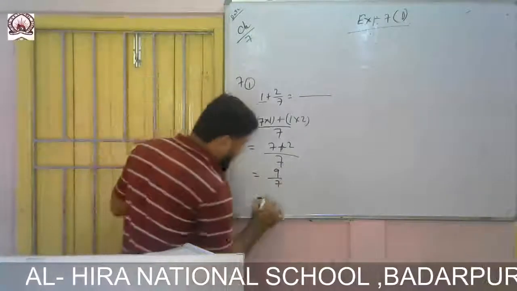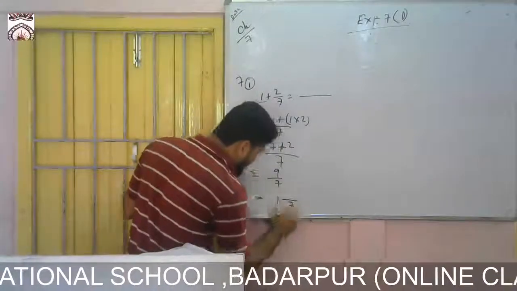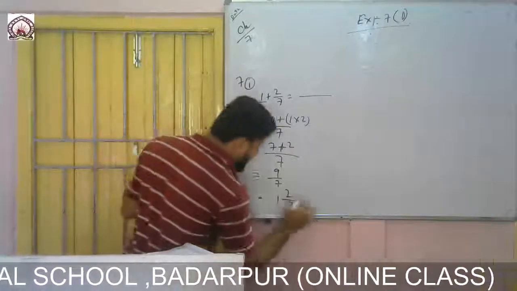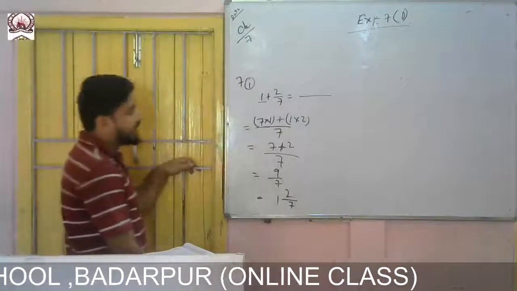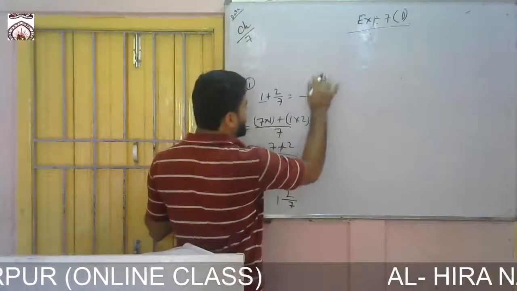So it is an improper fraction. Take it into a mixed fraction. So 7 1s are 7 plus 2, it is 9. So 1 and 2 by 7. So it will be 1 2 by 7. Okay.